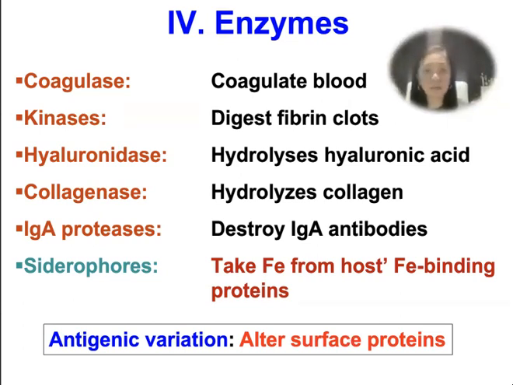What else? Collagenase o enzymes that would hydrolyze collagen. Di ba? Connective tissue din yung collagen, di ba? So, pag nakain yung collagen, edi mas mabilis silang kumalat. Okay? And of course, some may have IgA proteases.